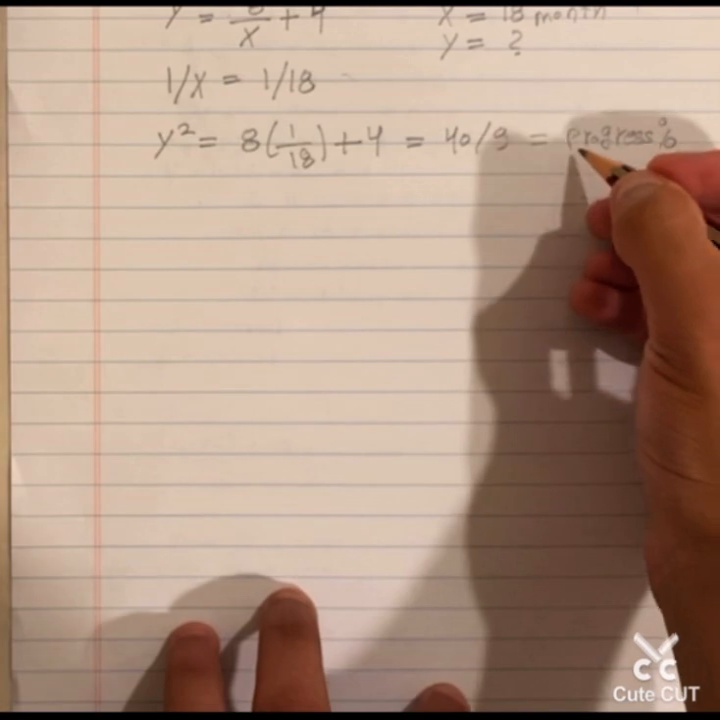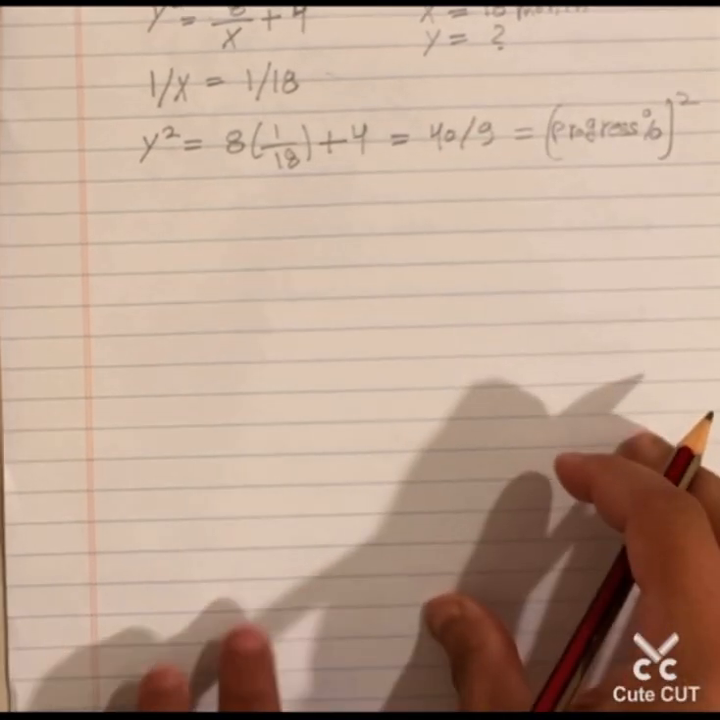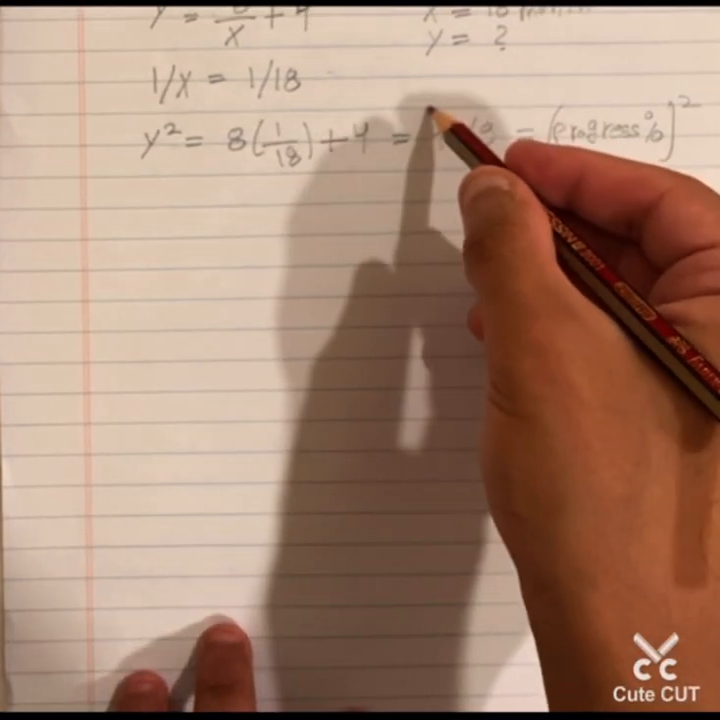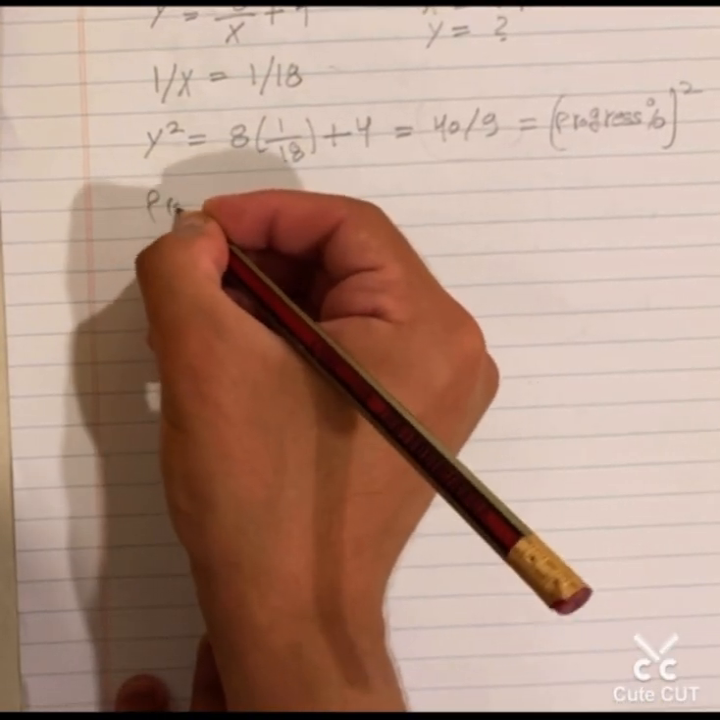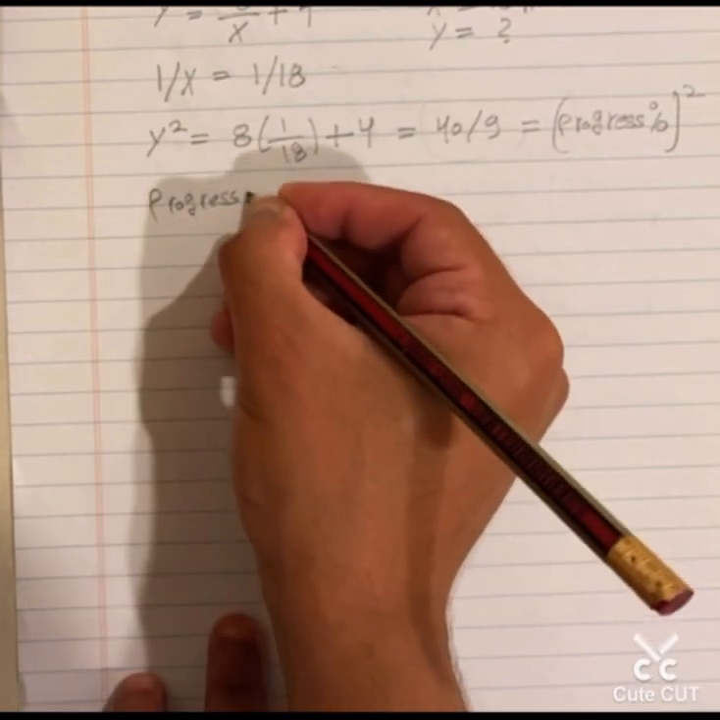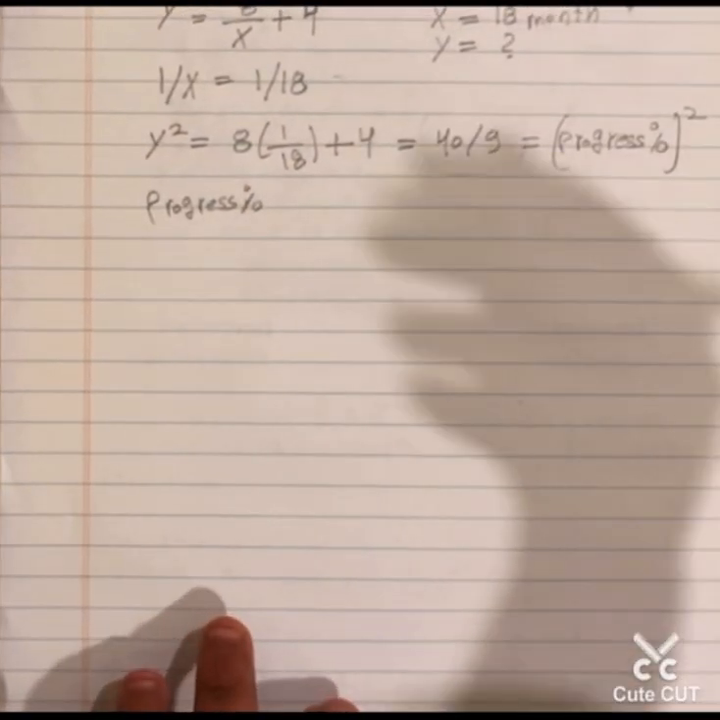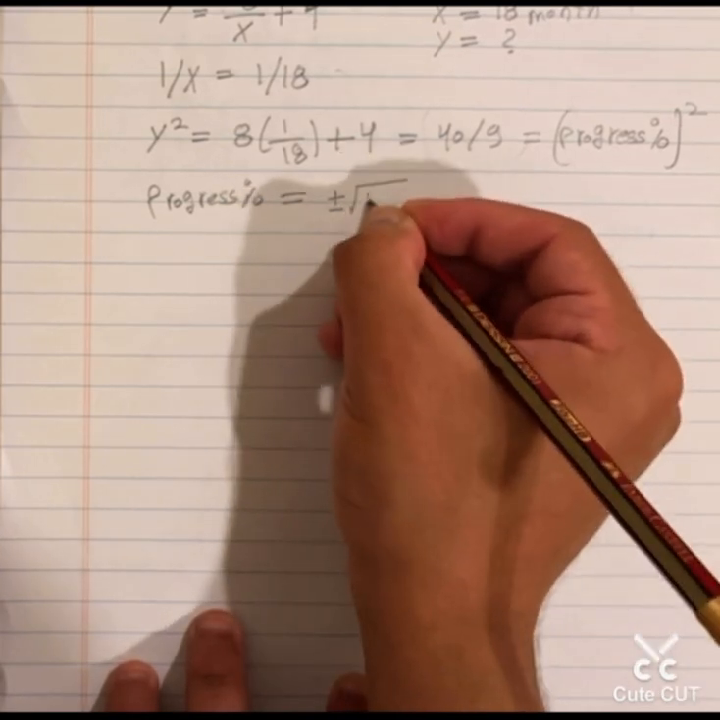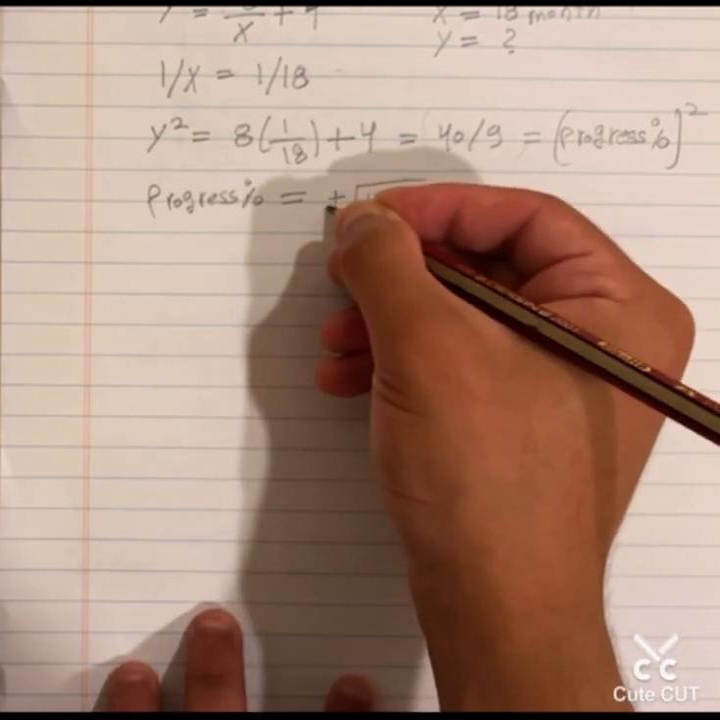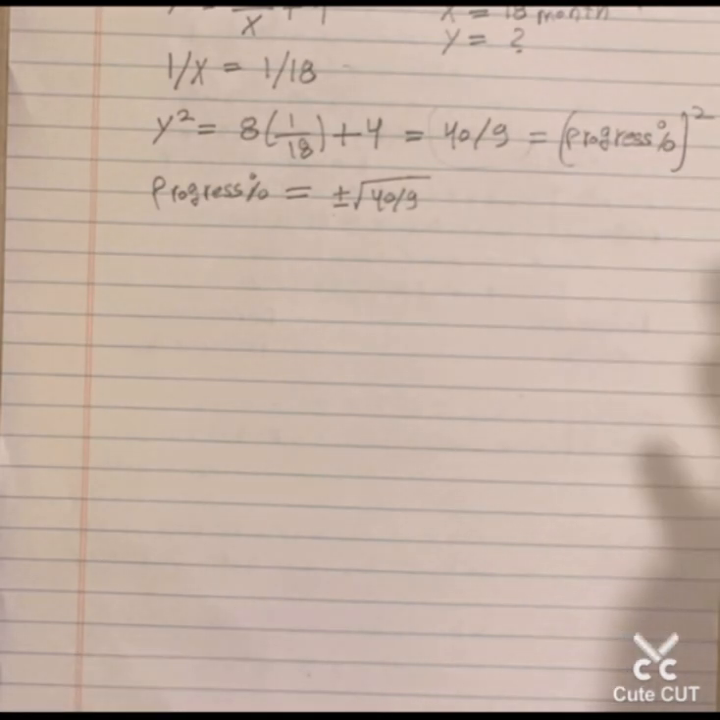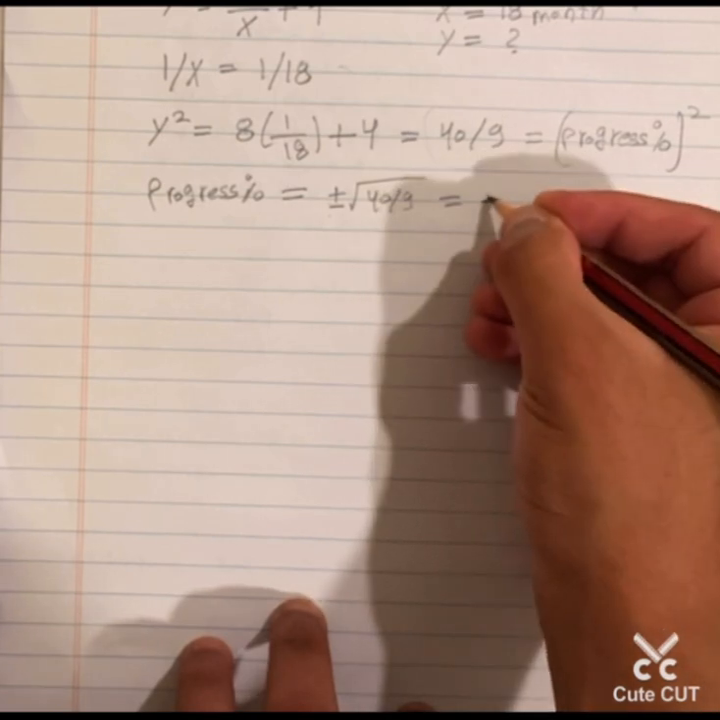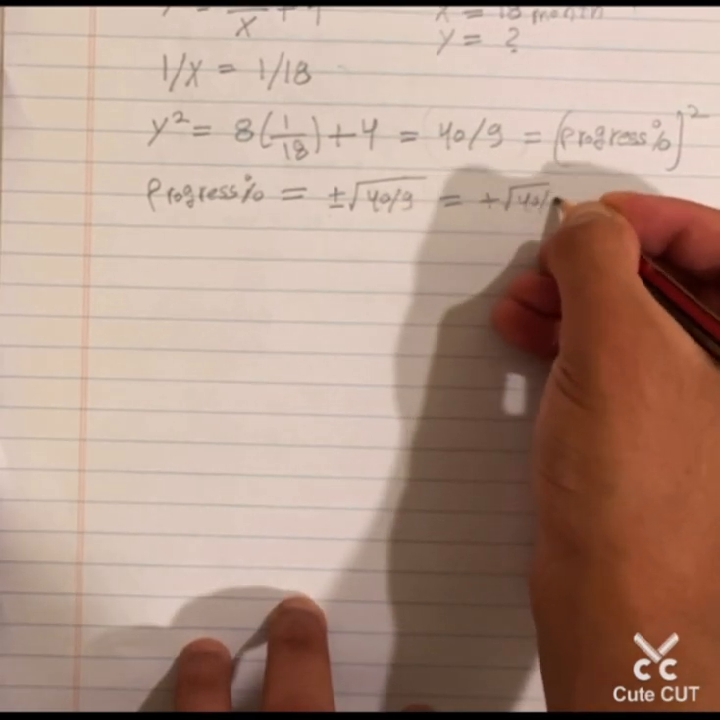Is it? Nope. Progress squared. So if we need to find the progress percentages in the 18th month, we would have to take the square root of this one. So my progress in the 18th month, after 1.5 years, will be plus or minus the square root of 40 over 9. I put plus or minus so that math people don't get angry with us. But because it's percentages, we should put only positive here.